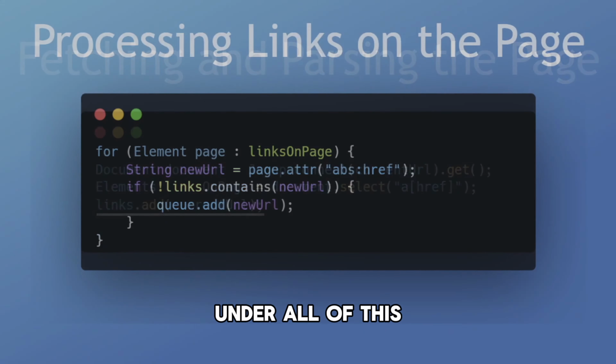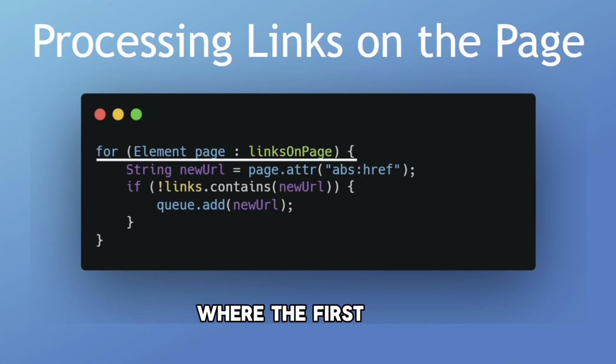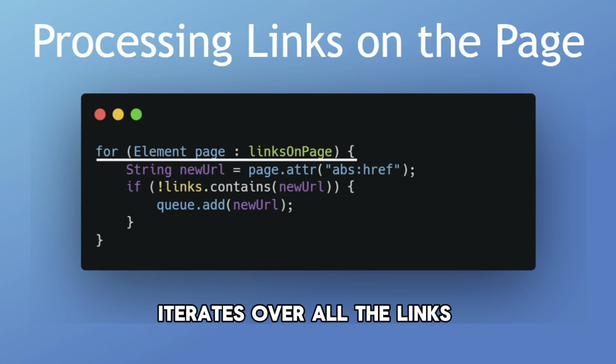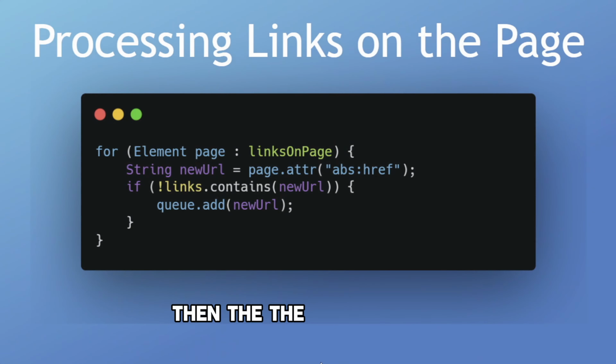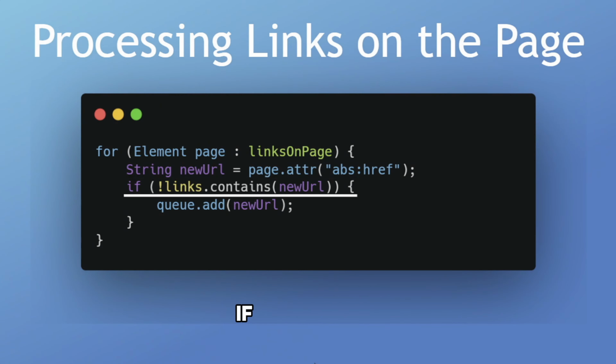Under all of this, we have a for loop for processing links on the page, where the first line iterates over all the links found on the page. Then the second line extracts the absolute URL from the href attribute of each link. And then this if statement checks if the new URL has already been visited. If not, it gets added to the queue for the crawler to visit later.